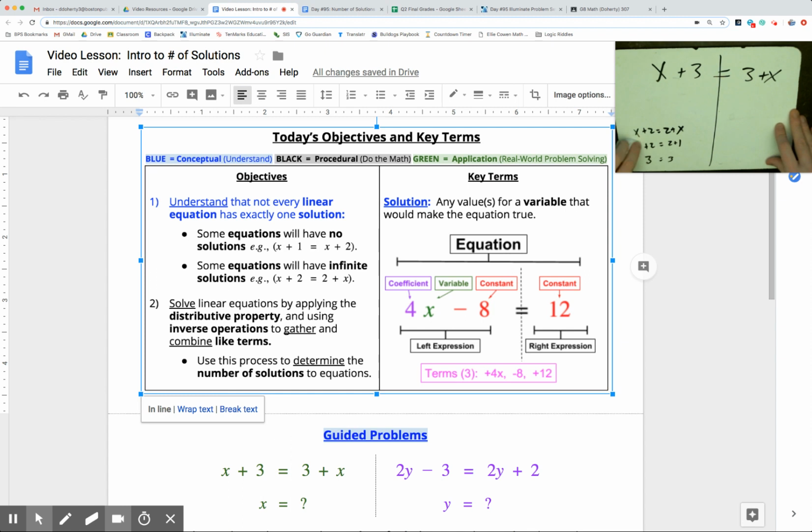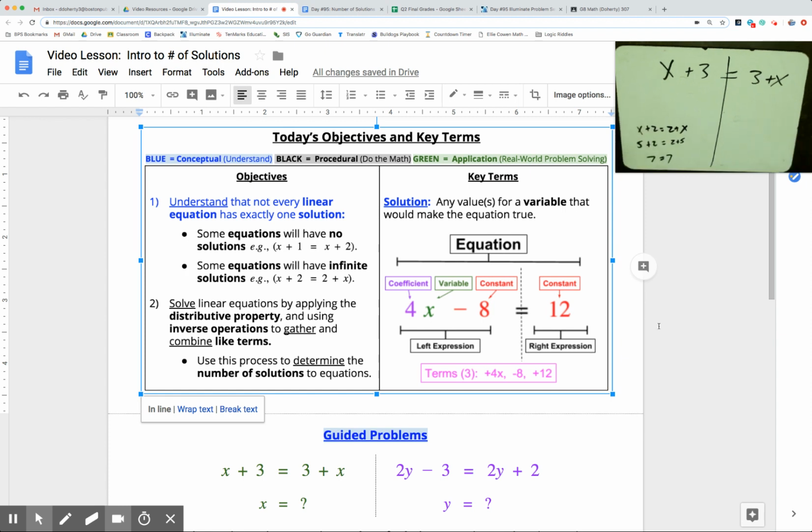I could have also picked any other number. I could pick 5 for x, and then it would just become 5 plus 2 equals 2 plus 5, and that would say 7 equals 7. So we start to see for this equation here, x plus 2 equals 2 plus x, any number we pick for x is actually going to make a true statement or work in the equation.